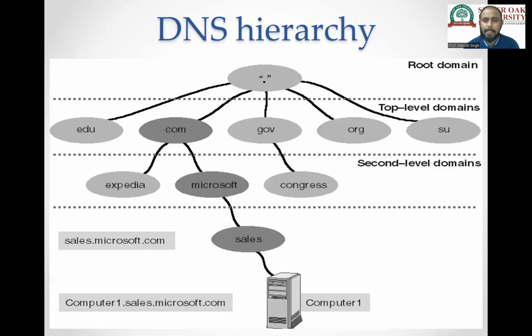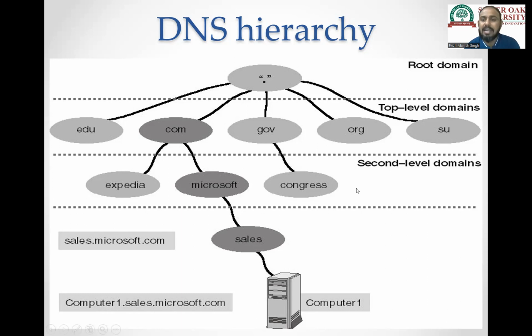Now this is the DNS hierarchy. First of all, you have to understand the meaning of this dot. Dot means root domain, and these are the top level domains. EDU stands for education, COM stands for commercial, GOV stands for government, ORG stands for organization. So these are the top level domains of the DNS hierarchy.